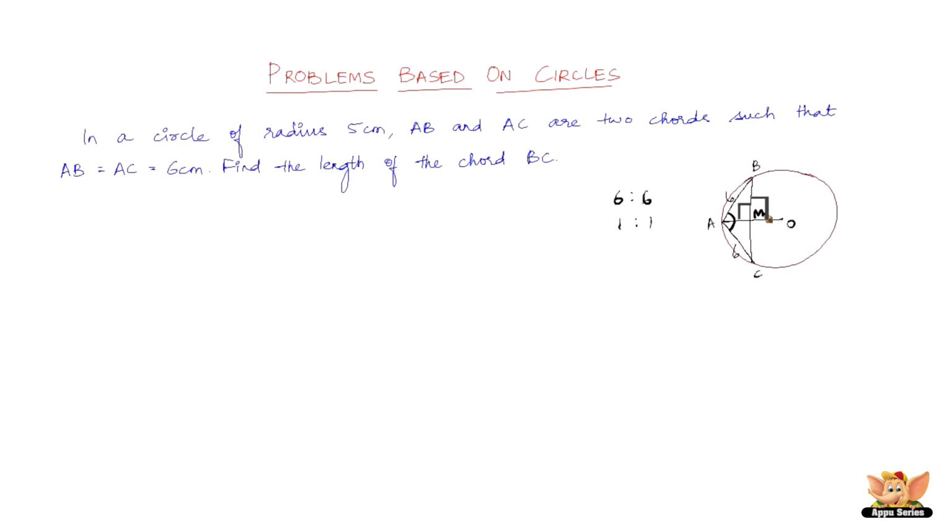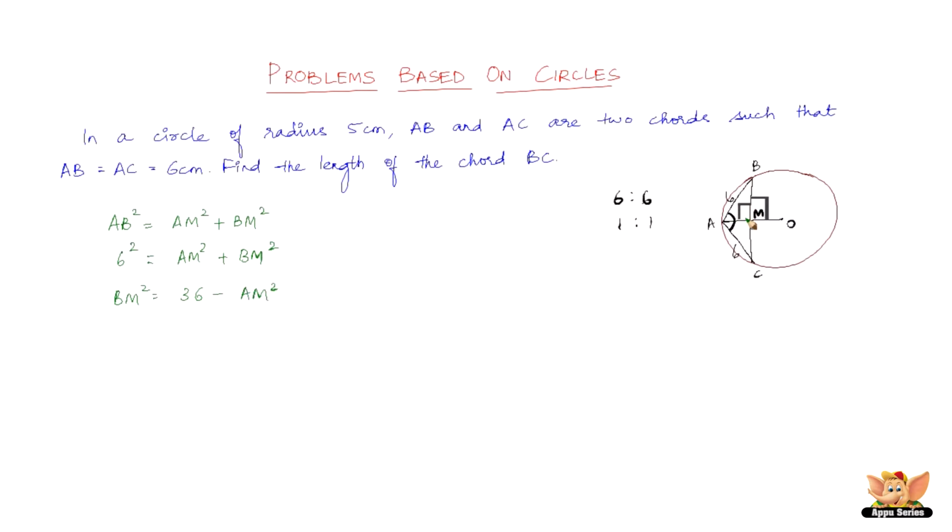So now, let us consider the right triangle ABM. In the right triangle ABM, we have AB square equals AM square plus BM square. AB square is nothing but 6 square, plus AM square plus BM square. We don't know what AM or BM is. So let us write BM square equals 36 minus AM square.